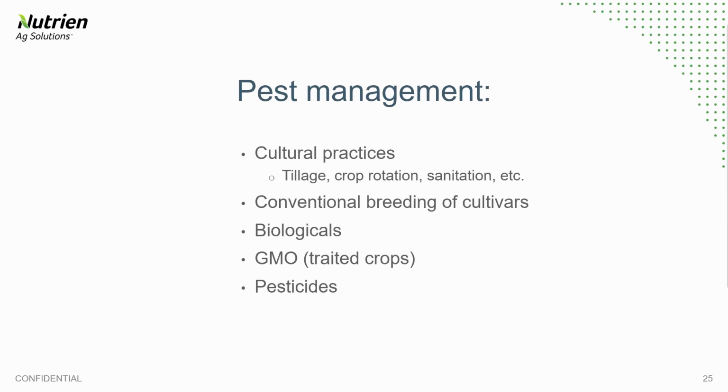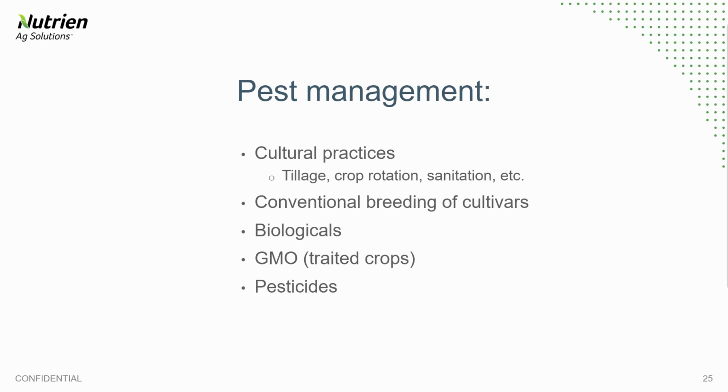Over the last 30 years or so, biologicals, such as BT, which is a derivative of the Bacillus thuringiensis bacteria, are chemicals that are derived from living organisms but applied in a manner similar to pesticides. That is, they may be sprayed or deposited near the plant. And these have been widely adopted.